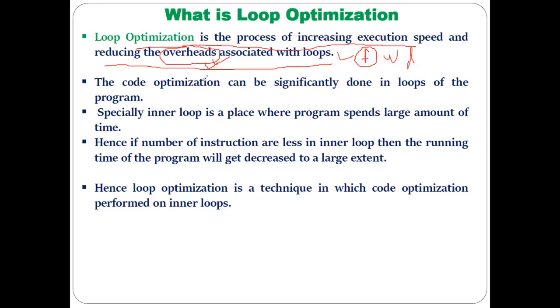If you avoid such overhead, if you reduce the overhead associated with the loops, definitely the execution speed of the program is going to be improved. And that is called loop optimization. So loop optimization is the process of increasing the execution speed and reducing the overhead associated with the loops, reducing the unnecessary iteration and unnecessary looping. The code optimization can be significantly done in the loops of the program. So through loop optimization, your overall code also gets optimized, and because of that, the overall execution speed of the program also improves.